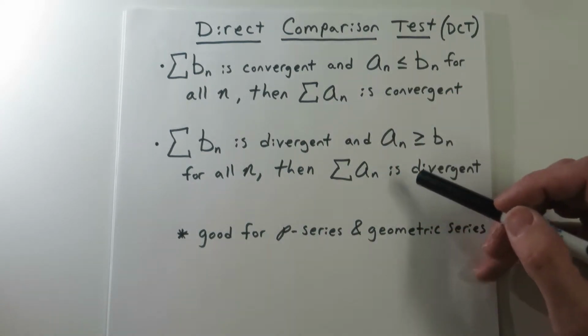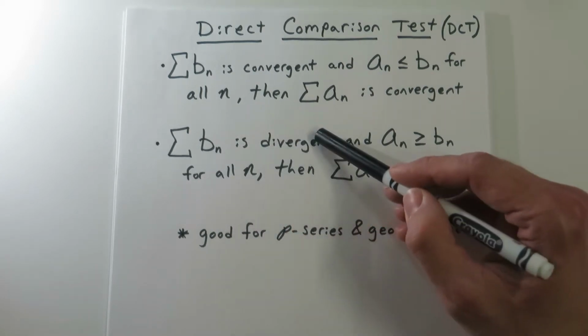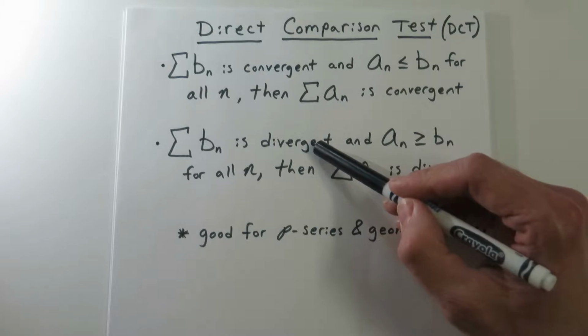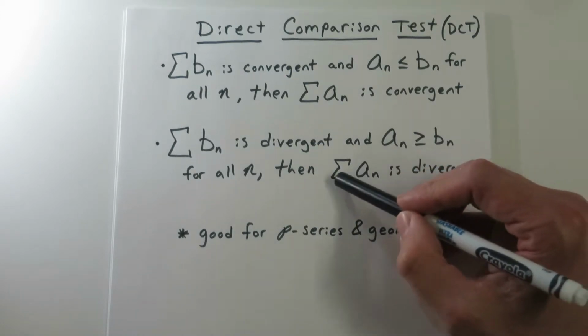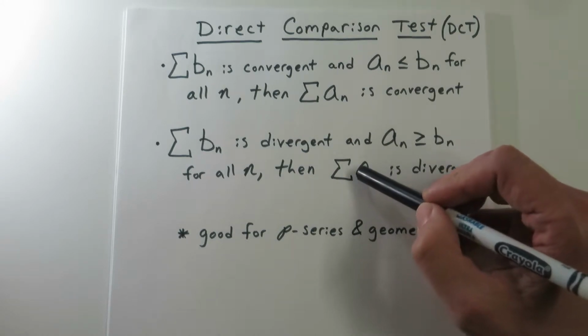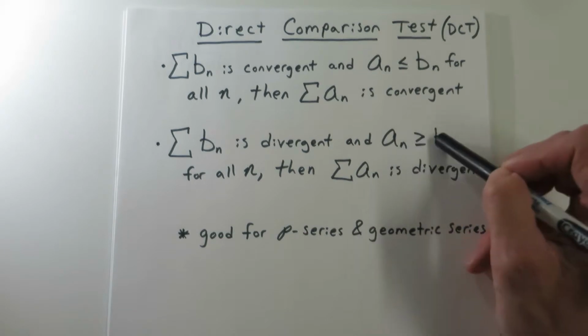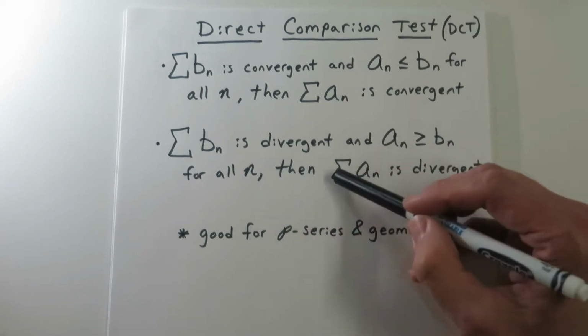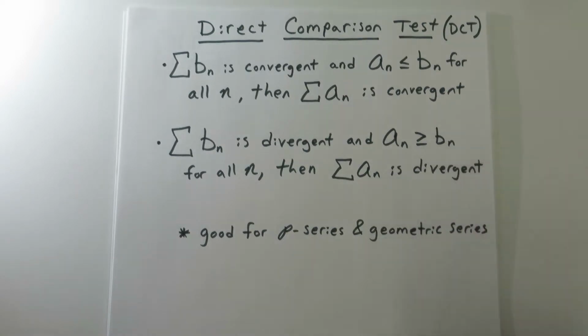And if we have some series of b sub n that just goes off to infinity, it's divergent, and we have some series that's greater than that, for all n, every a sub n is greater than every b sub n for all n. Well, this thing is also going to shoot off to infinity. It's also going to be divergent.